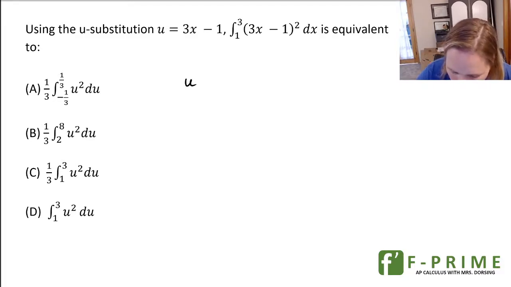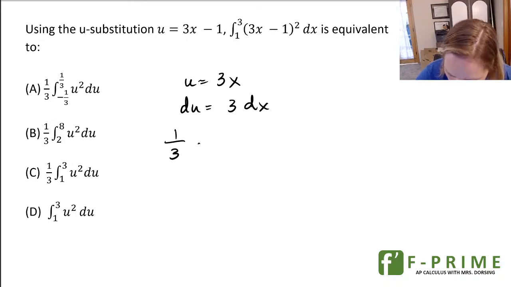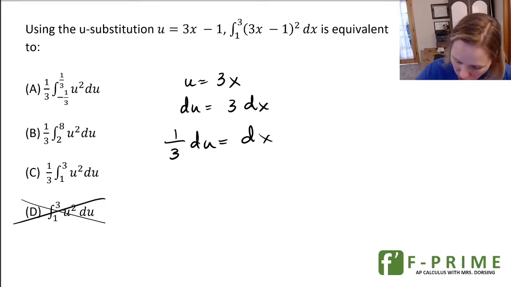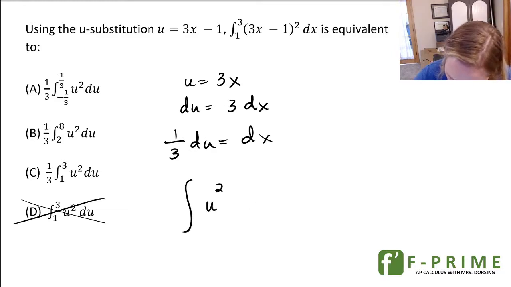So if u is 3x, then du is 3dx. I'm going to have 1/3 du equals dx. So I know my integral is going to have a 1/3 in it. So I can almost throw out d immediately because there's no 1/3 there. So I'm going to go ahead and do that. So now I've narrowed my choices down, and best guess, I have a 30% chance of getting it right, 33%. So now I'm going to go ahead and continue with my u substitution. So I'm going to have u squared and then 1/3 du.